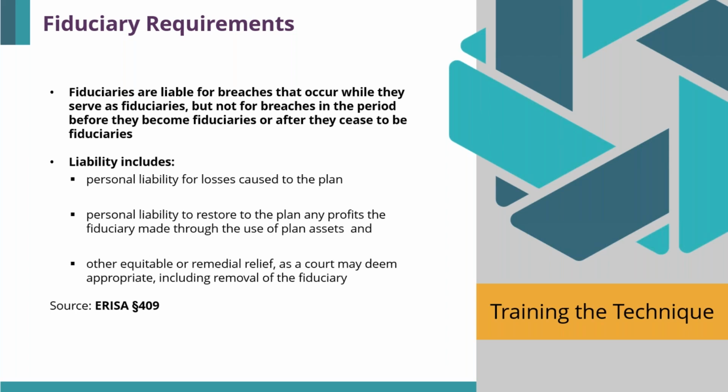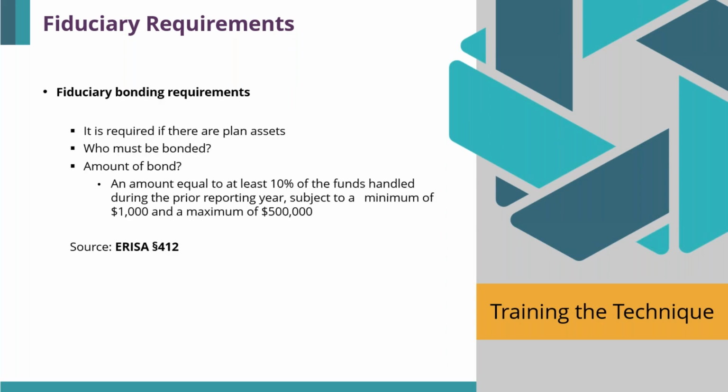And again, as I indicated before, what this slide indicates is that if you're deemed to have breached your fiduciary duty, you as a fiduciary are held personally liable for any losses caused to the plan, for restoring to the plan any profits the fiduciary made through the use of plan assets, and for any equitable or remedial relief, which means providing benefits. So again, warn your corporate officers that they have these responsibilities if they have discretion under the plan. And again, if you have plan assets, then you have to have a bond.